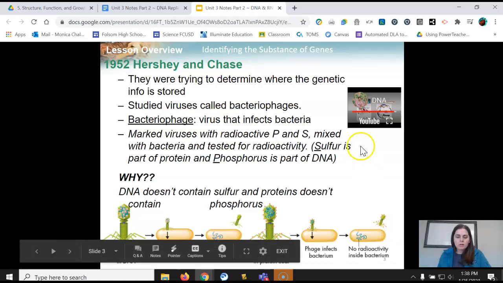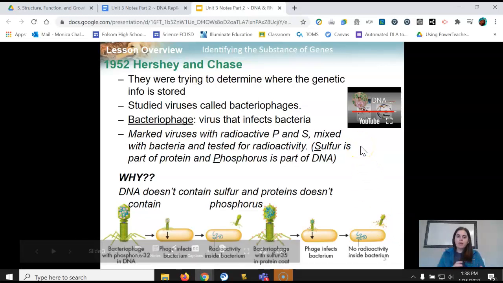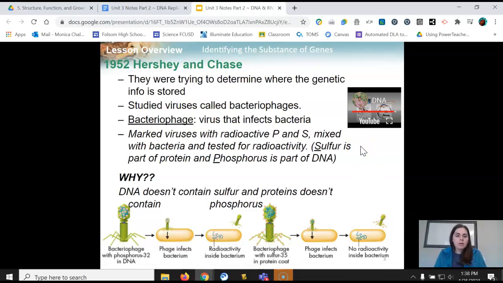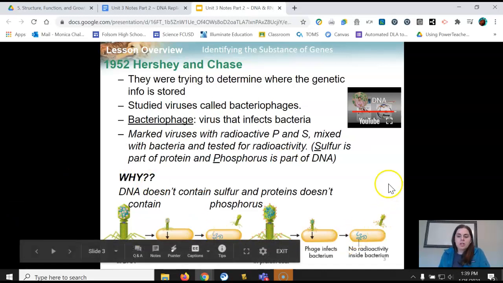Okay, so that gives you a little background of that particular experiment, and that's why it was really fundamental that we understand what is getting transferred, so that we can figure out the structure and know how the genetic information is going from one thing to another. So it's a very important discovery that is actually kind of hard to understand if you just looked at this picture. So that's why I showed you the quick video of it.